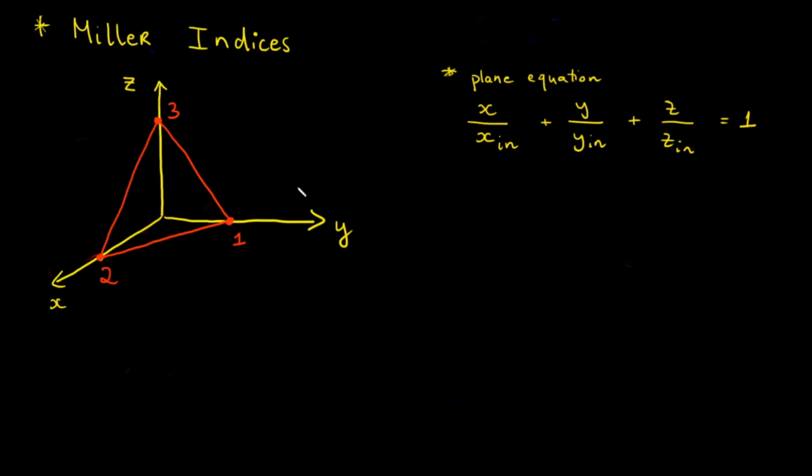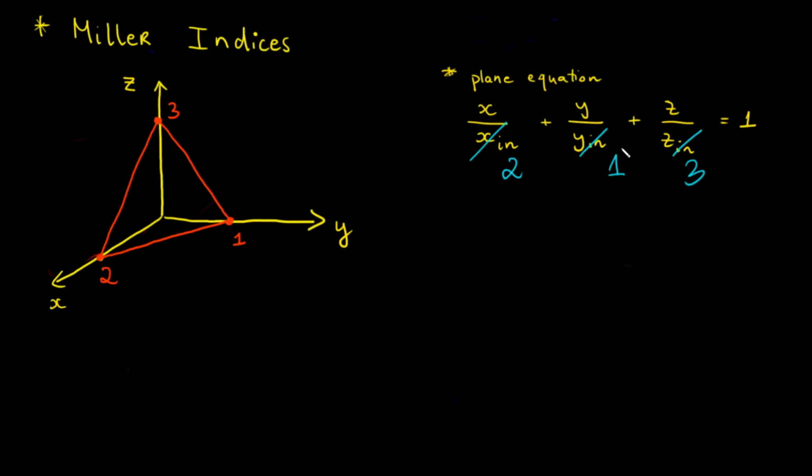We can express this 3D plane by using the plane equation. In this plane equation, x_in stands for the x-intercept, y_in stands for the y-intercept, and z_in stands for the z-intercept. The x-intercept of our plane is going to be 2, which is on the x-axis, so we replace this with 2. The y-intercept is going to be 1, and the z-intercept is going to be 3. So our plane equation after plugging in all the intercept points looks like this.